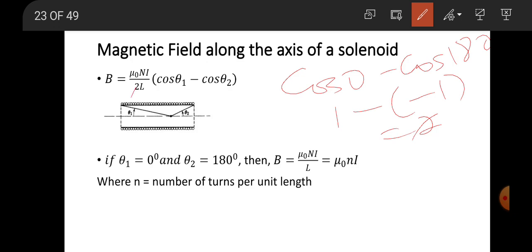Okay, so you have B equal to mu naught Ni all over L, which you can also write as mu naught small n I. This small n is equal to number of turns per unit length. Okay, you should note that. So we can either use this formula or we use this formula.